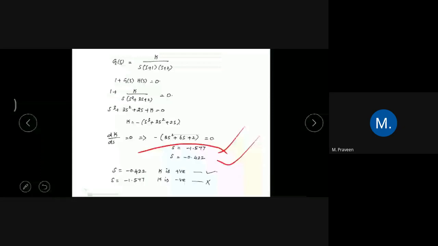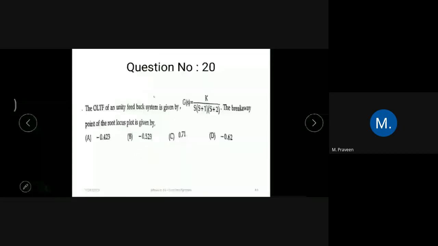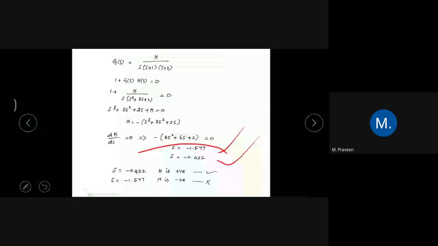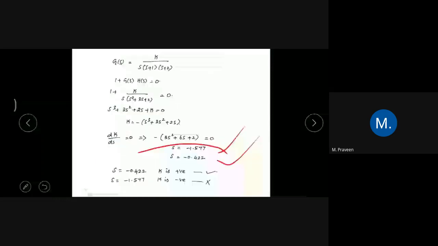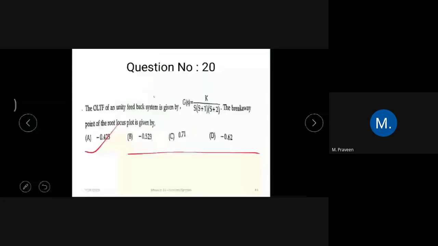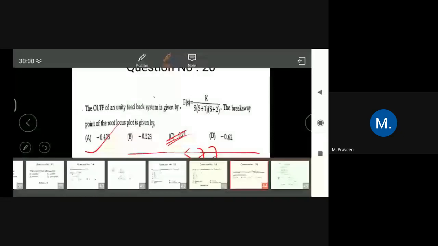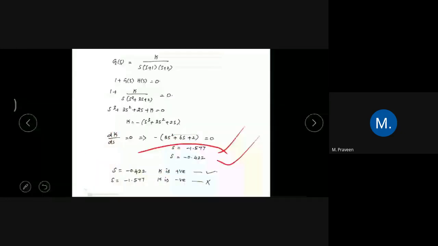If I see the options, both answers are there, I think. So minus 0.42, as well as minus 1.57. I think we can directly conclude there is no option for minus 1.57, so you can neglect that. Simply you can take minus 0.42 as one of the shortcuts. If not, for example if one of the options is minus 1.577, that time we should check whether the first one or the second one is the breakaway.